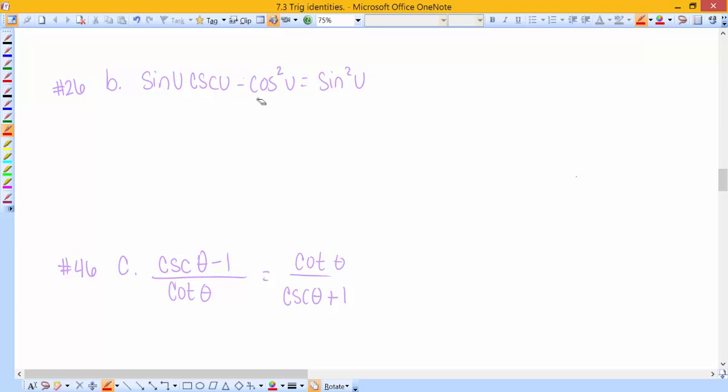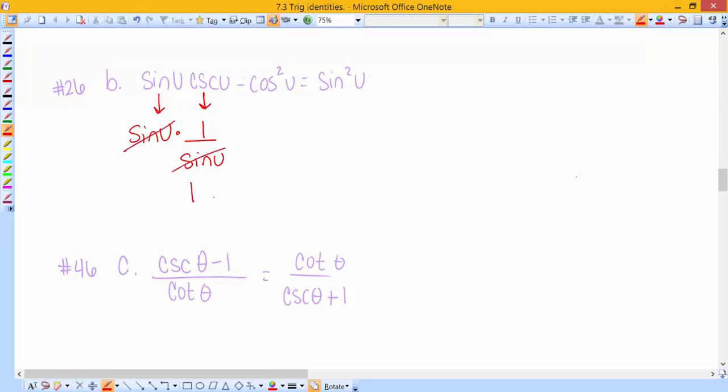In B, we want to show the left side equals the right side. The left side is more messy. So we want to rewrite. Couple ways you can approach this. There isn't just one correct way. I'm going to leave the sine. The reason I'm going to leave sine, this is the part where you need to look ahead. Sine, stay sine. Cosecant is 1 over sine. Now I can cancel the sines.